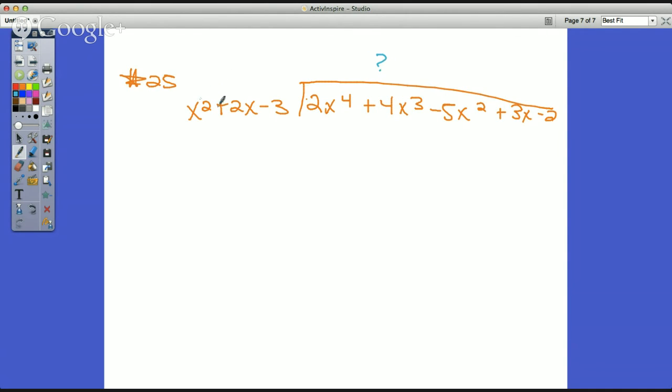What times all of this, or what times x squared gets me to 2x to the fourth? Well, there's only one thing, and that's 2x squared. So 2x squared times x squared gets me 2x to the fourth. 2x squared times 2x should be 4x to the third. And 2x squared times negative 3 is negative 6x squared.